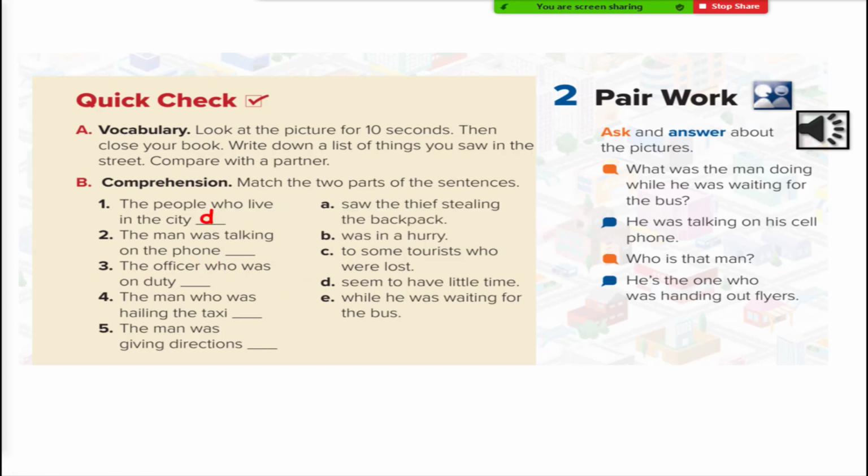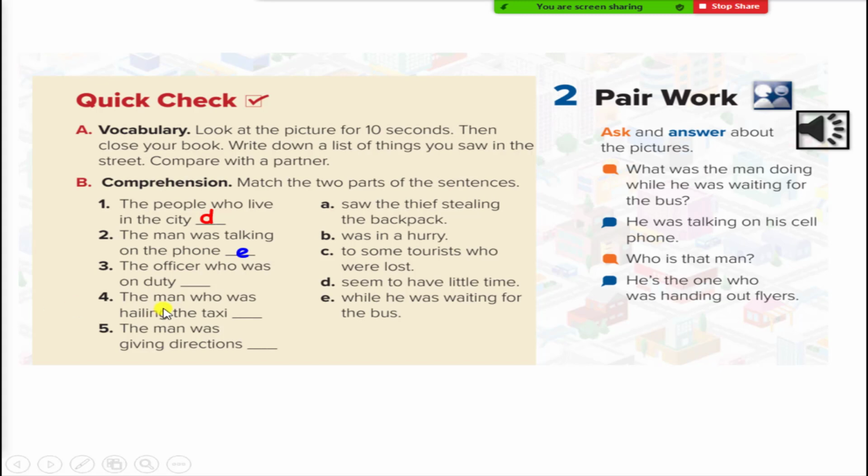Number two. Yes, Faisal. Number two, teacher, is E. The man was talking on the phone. Talking on the phone. It's number E, while he was waiting for the bus. Very good, Faisal, thank you.